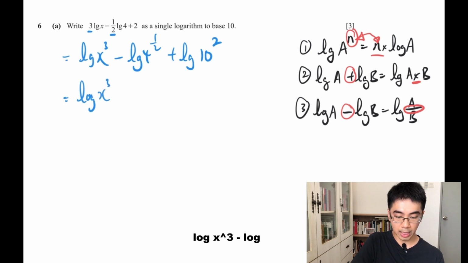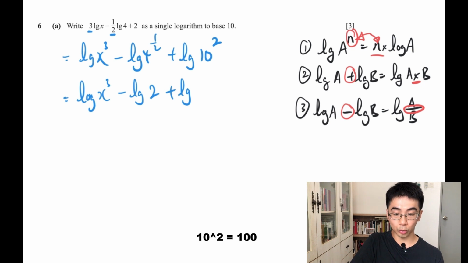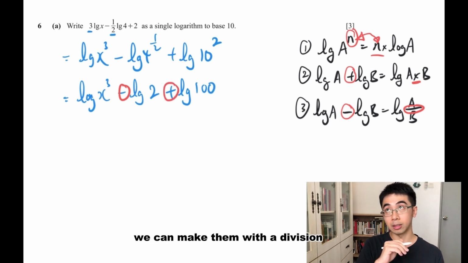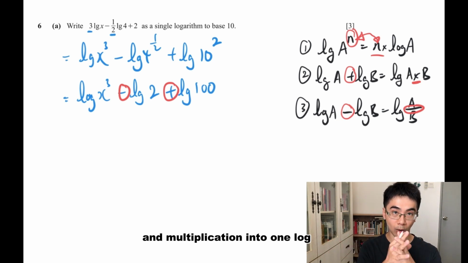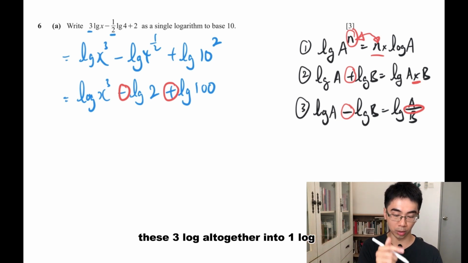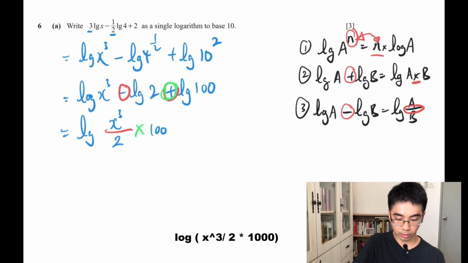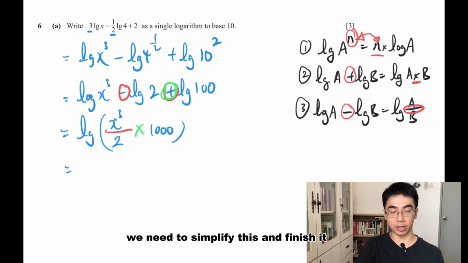Log x to the power 3, and then minus log 4 to the 1/2, which is 2, and then plus log 10 to the power 2, which is 100. For this minus and plus, we can make it into a division and multiplication, combining these 3 logs all together into 1 log. So it should be log x to the power 3 divided by 2, and then this add will be multiplied by 1000. And then we need to simplify this and finish.